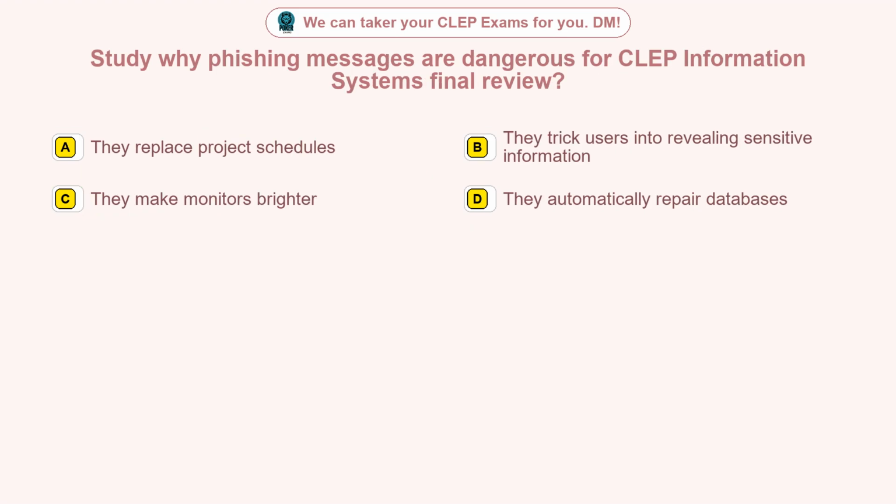Question 45. Study why phishing messages are dangerous for CLEP Information Systems final review. Option A. They replace project schedules. Option B. They trick users into revealing sensitive information. Option C. They make monitors brighter. Option D. They automatically repair databases. The correct answer is option B. They trick users into revealing sensitive information.